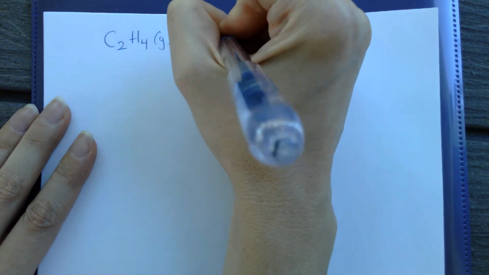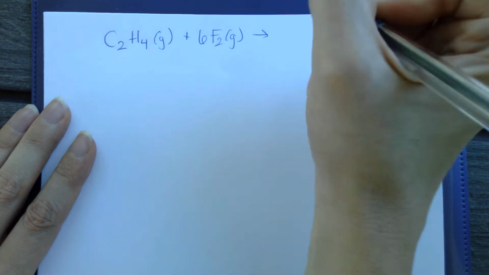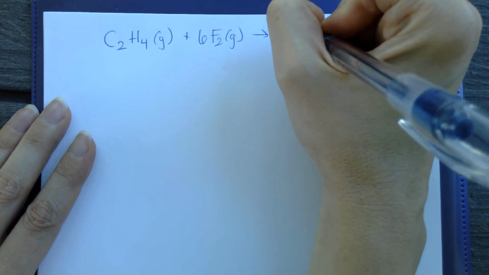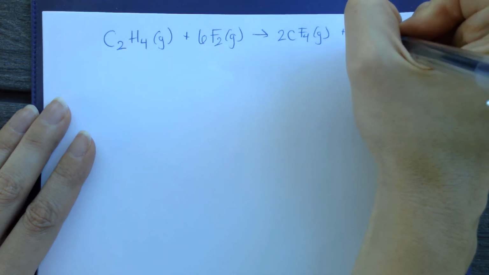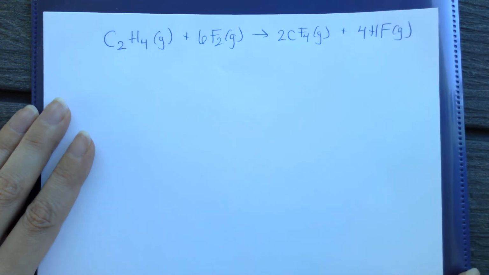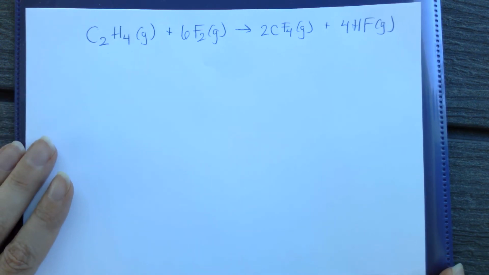So in this lesson, we're going to do a couple of Hess's law problems to get familiar with using a combination of reactions to achieve a desired result. Okay, so our reaction of interest today is C2H4 gas plus 6F2 gas to produce 2CF4 gas and 4HF gas. Okay, so we want to know the enthalpy of this reaction.